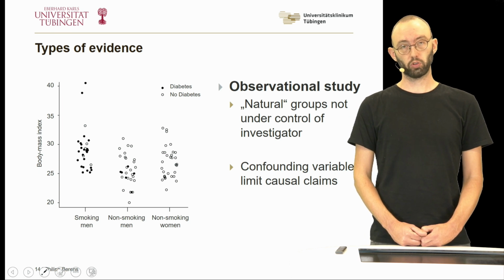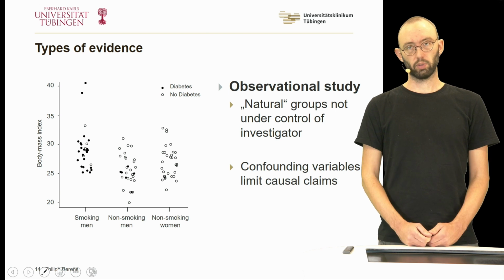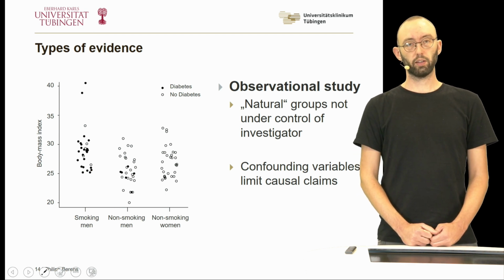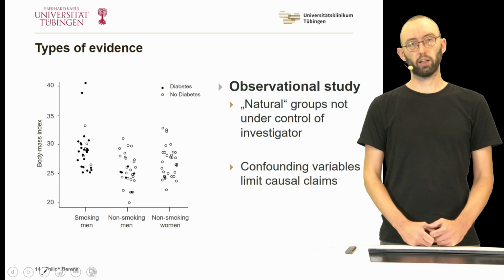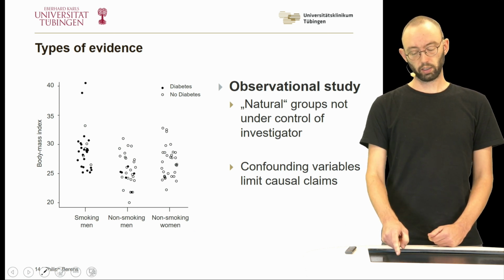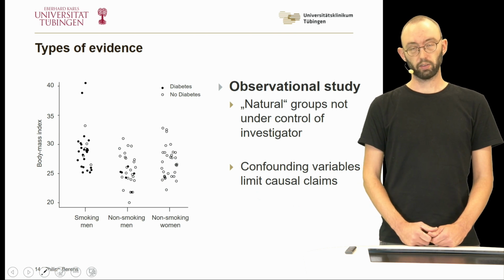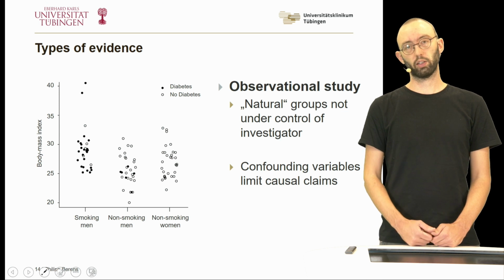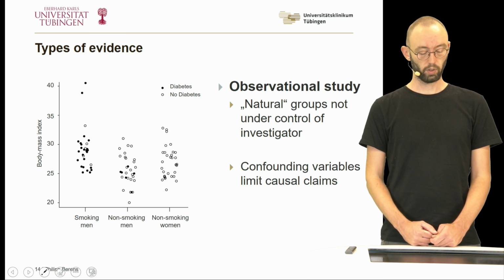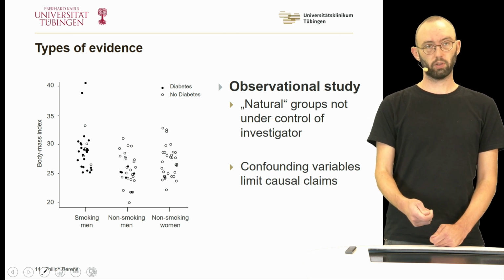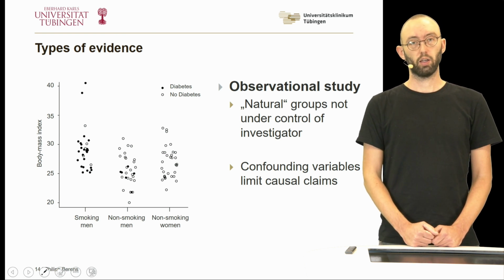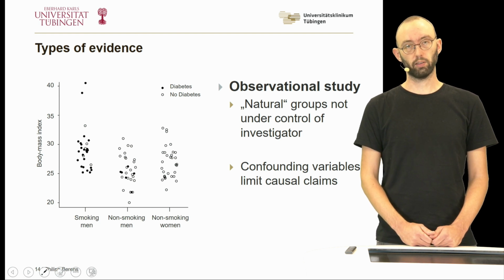But we have to be careful not to draw too strong conclusions, because in this particular data set, what we find, and these are the differences between the black and the light dots, is that many of the smoking men that are also slightly overweight also have diabetes. So what we can have in observational studies are confounding variables that severely limit our ability to deduce causal claims from such data. We don't know what the relationships between these variables are. Are people diabetic because they weigh more? Or do they weigh more because they're diabetic? And how is all of that related to the smoking? It's very hard to distinguish such things from purely observational data.